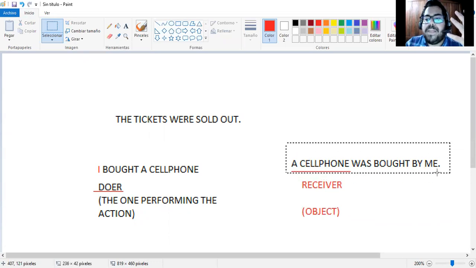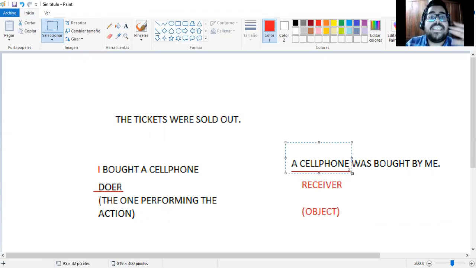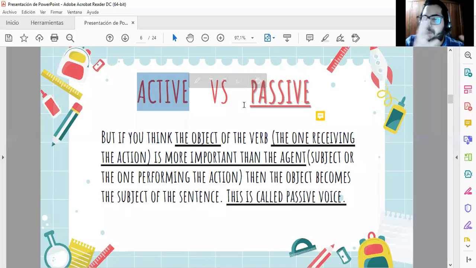A cell phone was bought by me. Take a look. The most important part here is the cell phone. It's not me. Because if I erase this, you still understand the sentence: a cell phone was bought. You understand the sentence, right? Let me move over here, guys, because this is just to understand the concepts. Don't worry about the grammar structure and how to use it; we're going to get to that. By now you understand the difference: active voice focuses on the doer, and passive voice focuses on the receiver, the object.